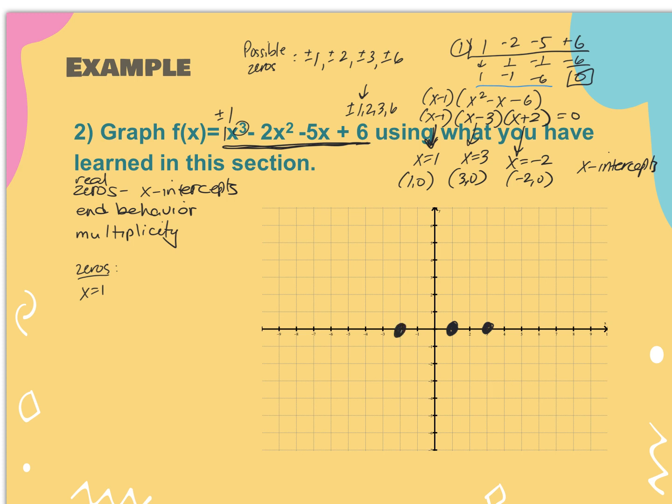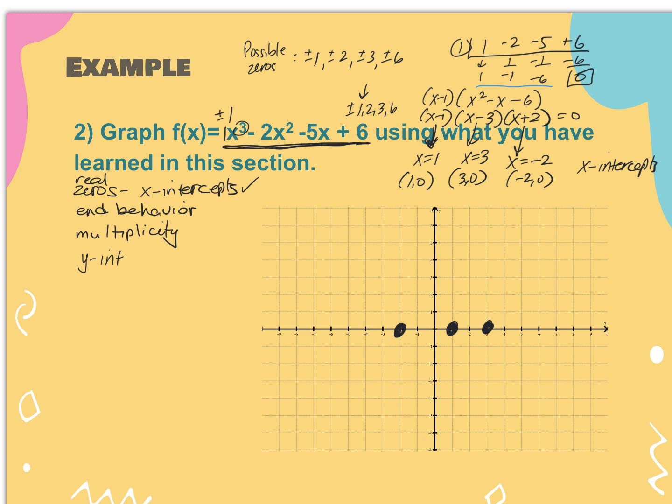So I basically have some pretty important pieces of information here. I have identified my x-intercepts, or my real zeros. I now need to start to consider other factors. One additional thing that we haven't really talked about, and it wasn't listed, is the y-intercept. You're going to want to know the value of the y-intercept because it's always important that your intercepts are accurate.